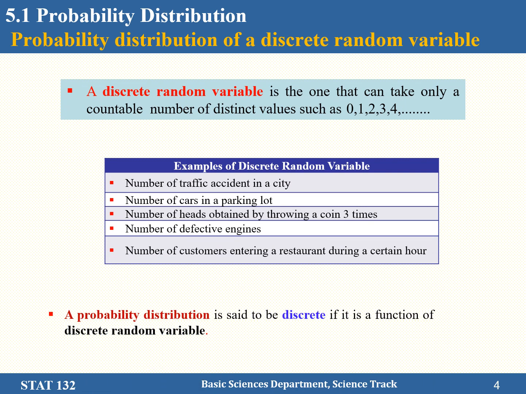A discrete random variable is a random variable that can take only a countable number of distinct values, such as 0, 1, 2, 3, 4, and it's generally whole numbers. Some examples of discrete random variables: the number of traffic accidents in a city, number of cars in a parking lot, number of heads obtained by throwing a coin 3 times, number of defective engines, number of customers entering a restaurant during a certain hour. And a probability distribution is said to be discrete if it's a function of a discrete random variable.